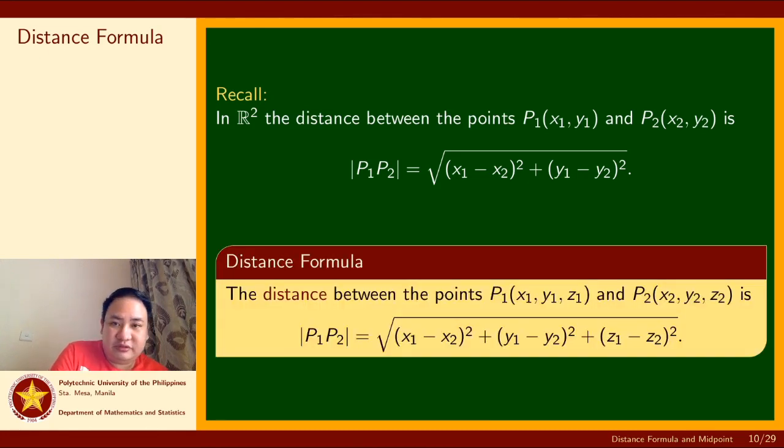A natural extension for the space R3 should be to include the z coordinates as well. So what we do is we subtract the x coordinates, then take the square, subtract the y coordinates, and then take the square. Additionally, we are now going to add the square of the difference between the z coordinates. Then the resulting sum, we will take the square root of the resulting sum to get the distance. For our purpose, we shall be writing the distance between P1 and P2 using this notation. It's like using the absolute value, but it's not.